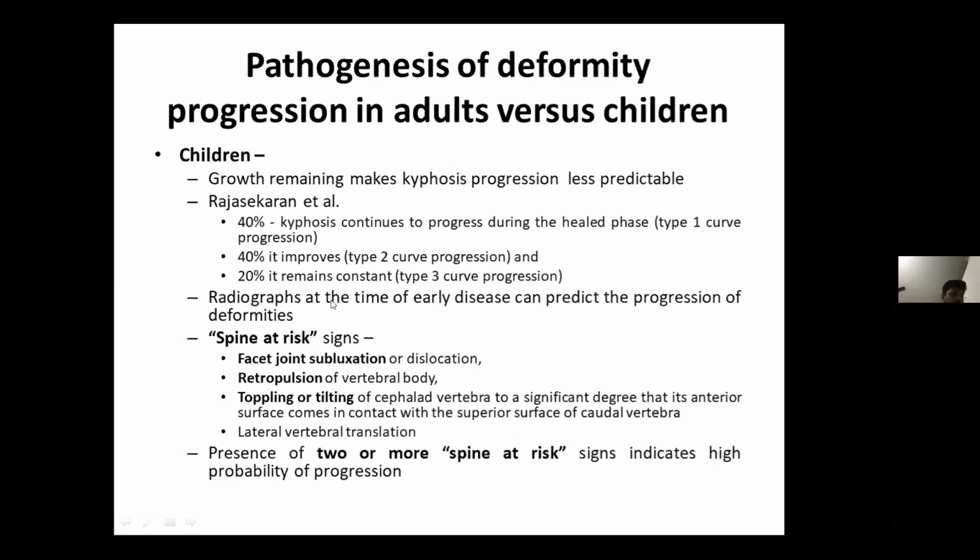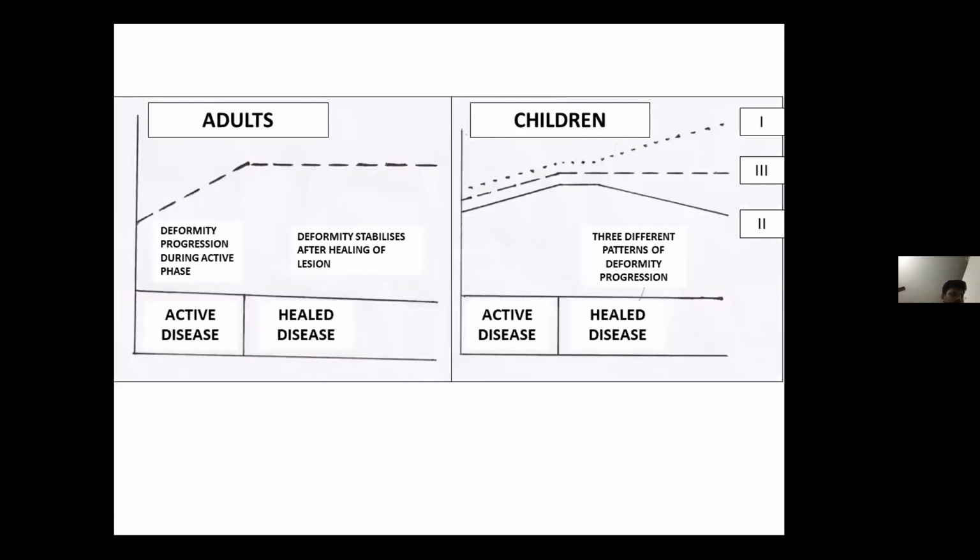Basically, facet joint subluxation, retropulsion of the vertebral body, toppling of the superior vertebra, so that the anterior margin of the superior vertebra is actually in contact with the caudal vertebra, or lateral translation. All of these just mean that there is an additional posterior column disruption if we look at it carefully. And whenever there are 2 or more of these signs, they had shown that there was a high degree of progression of the curvature. So this is the curve pattern.